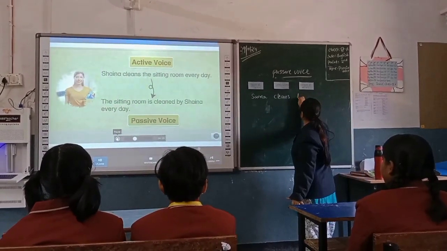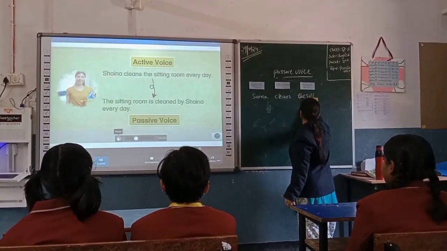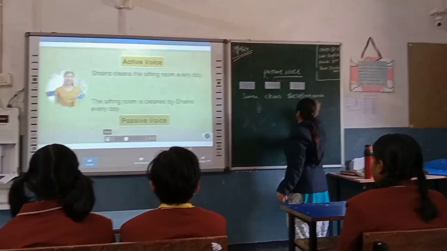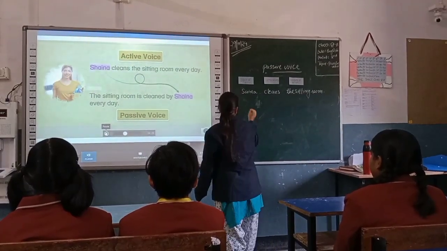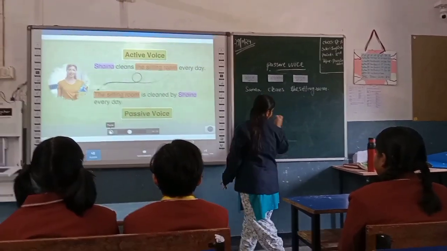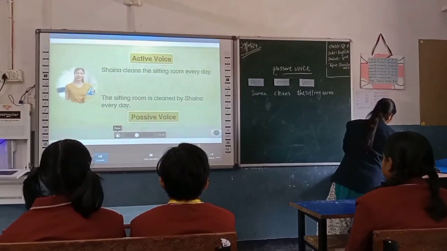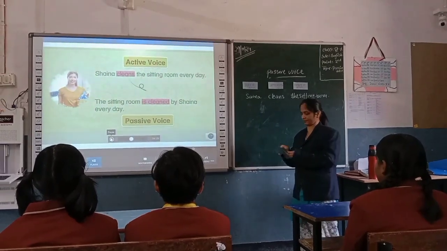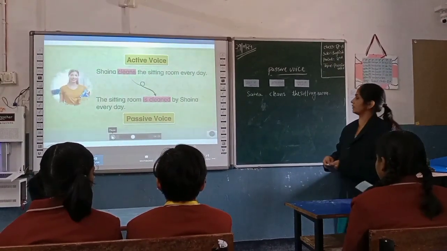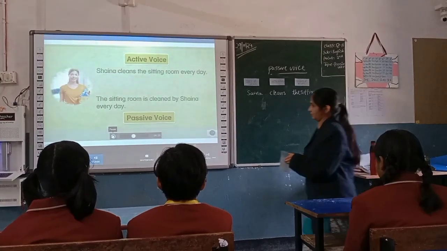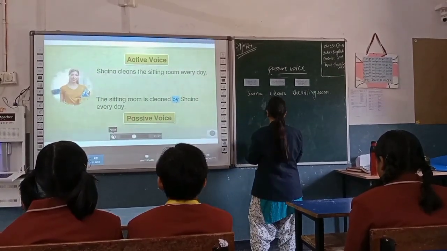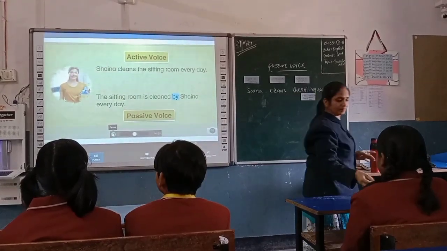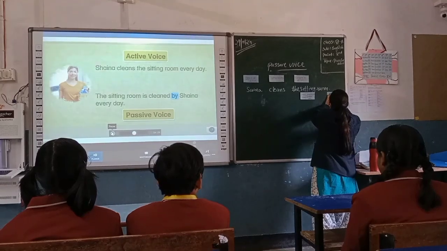How do we change a sentence from active to passive voice? There are a few steps, but it's very simple. First, the subject becomes the object, and the object becomes the subject. Next, the verb form changes. Here, the verb cleans becomes is cleaned. And finally, we add the preposition by. Sometimes writers choose to omit this step if they do not want to say who did the action.